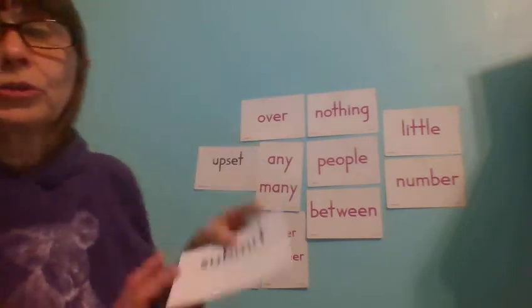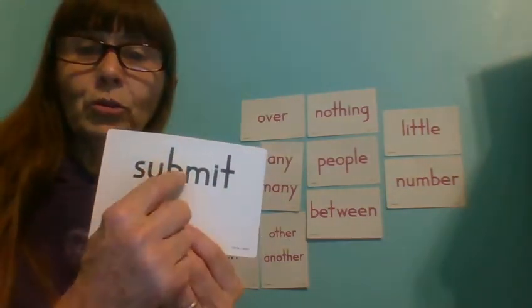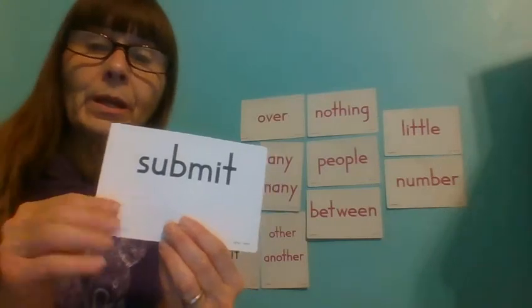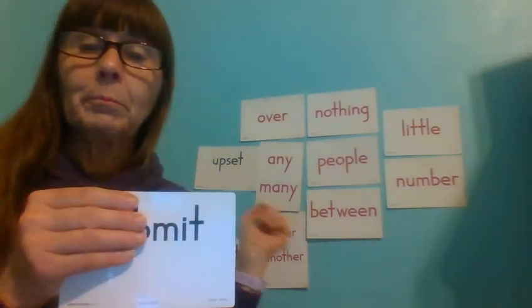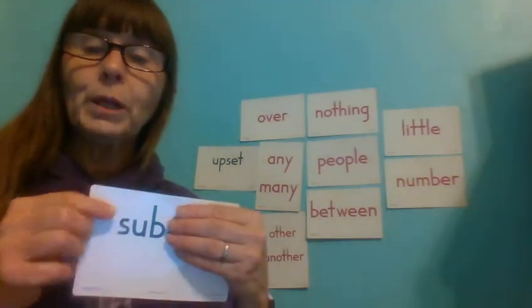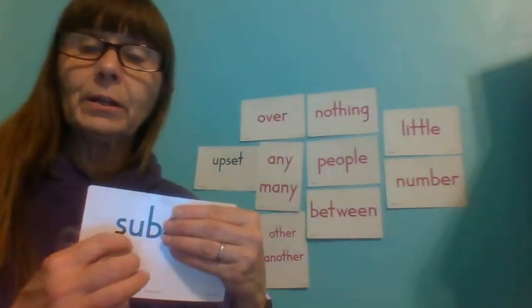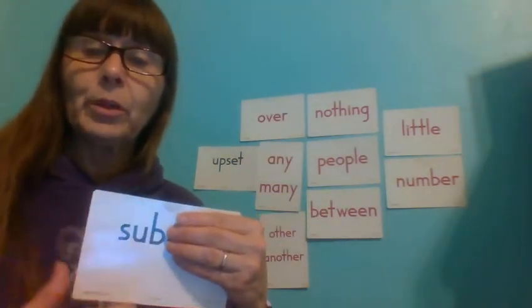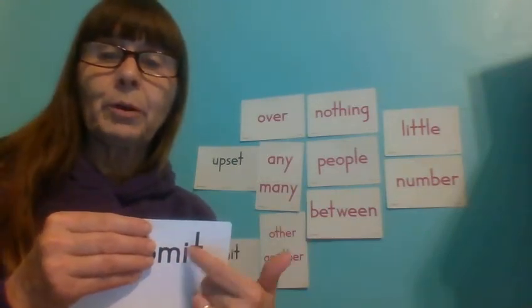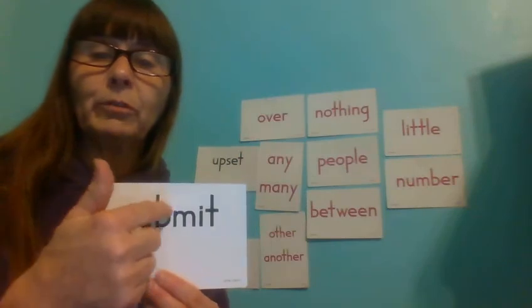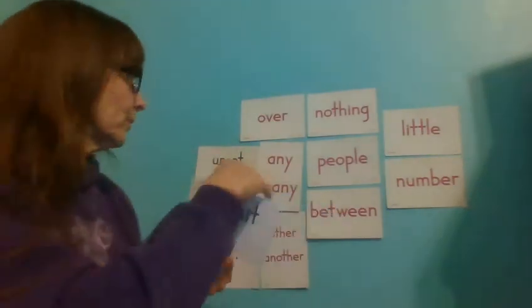Here we have another two-syllable word with two consonants in the middle. And again, we can split it. We have submit. Both of those would be closed syllables, so you underline it and put a C and a breve of the U. You would underline it, put a C, and put a breve of the I. Submit, and then you would split it right between those two consonants.